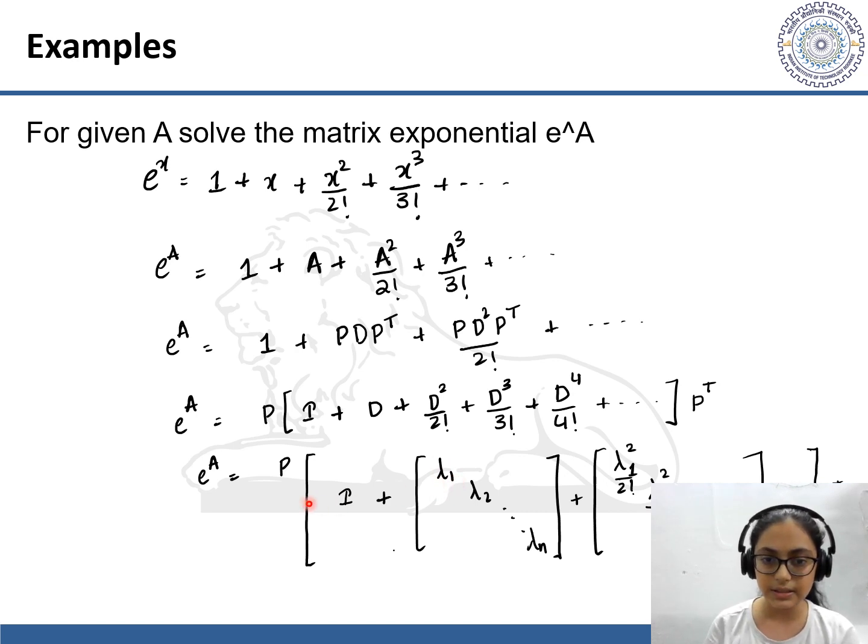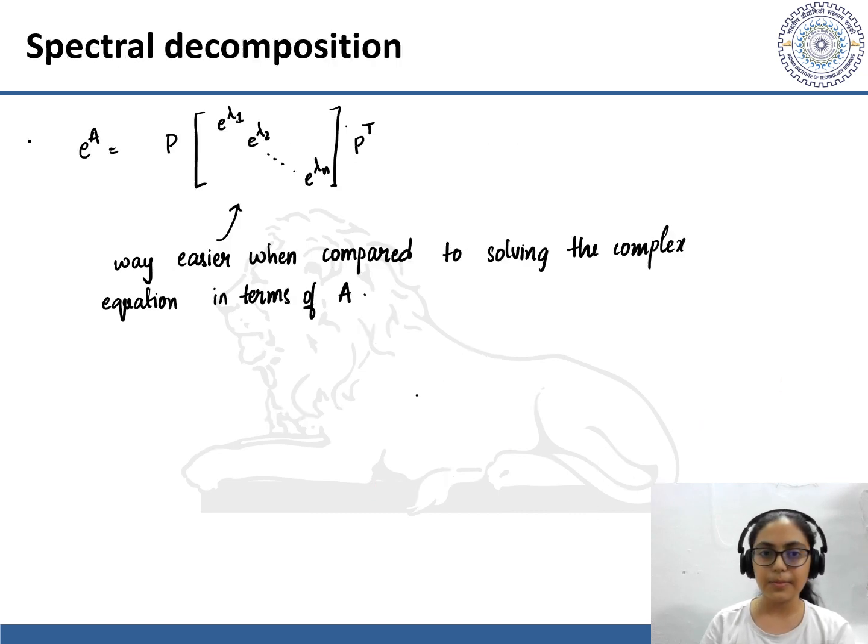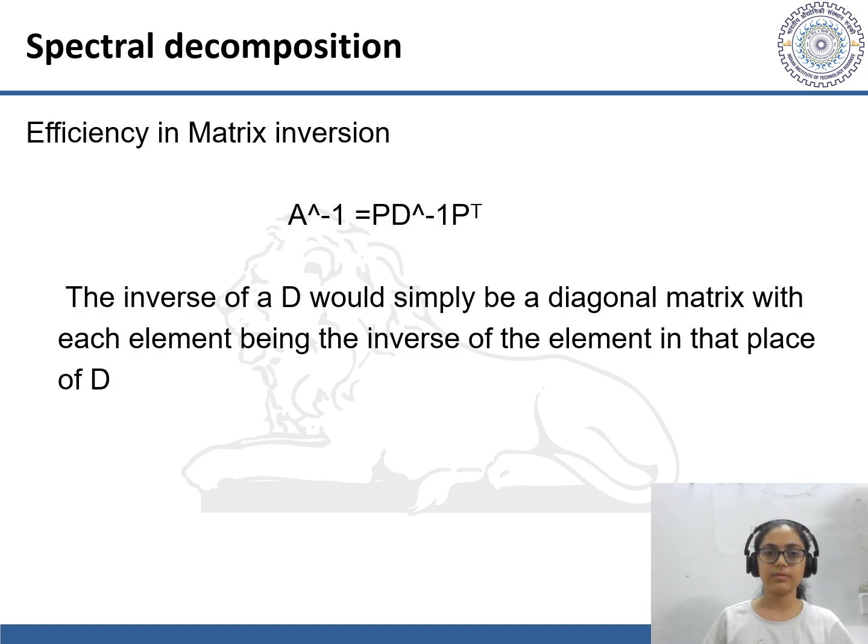Let's generalize this. We'll be getting 1 plus lambda i plus lambda i squared by 2 factorial and so on as every diagonal element. That is, we will be getting e power A as this part. Each diagonal element would be the exponential of that particular lambda eigenvalue. So this is way easier when compared to solving the complex equation in terms of A.